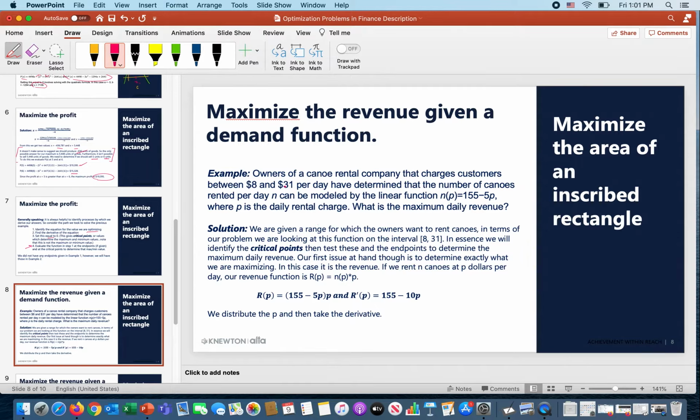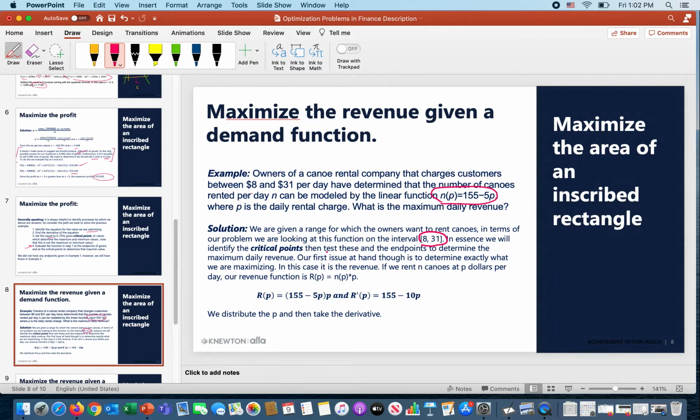Owners of a canoe rental company charge between $8 and $31 per day for canoe rentals. The number of canoes rented per day can be modeled by the linear function, this thing. You can imagine that if you charge $31 a day to rent a canoe, then there's not going to be as many people renting them as it would if you only charged $8 a day. So the price that you charge for those canoes is really determining the demand you have. We have to look at a range for which the owner wants to rent the canoes. In this case, our range is 8, 31.